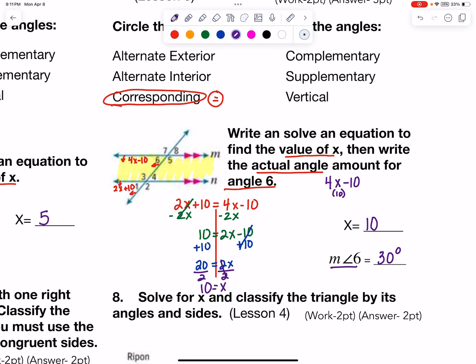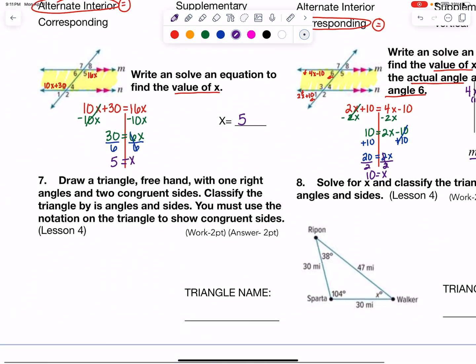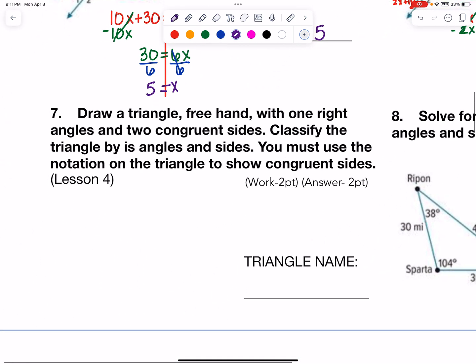Okay, all right. Let's go ahead and take a look at number 7. Draw a triangle freehand with one right angle, not angles, and 2 congruent sides. Okay, and then I have to classify the triangle. That means just name it by its angles and sides. And I have to use the notation to show congruent sides.